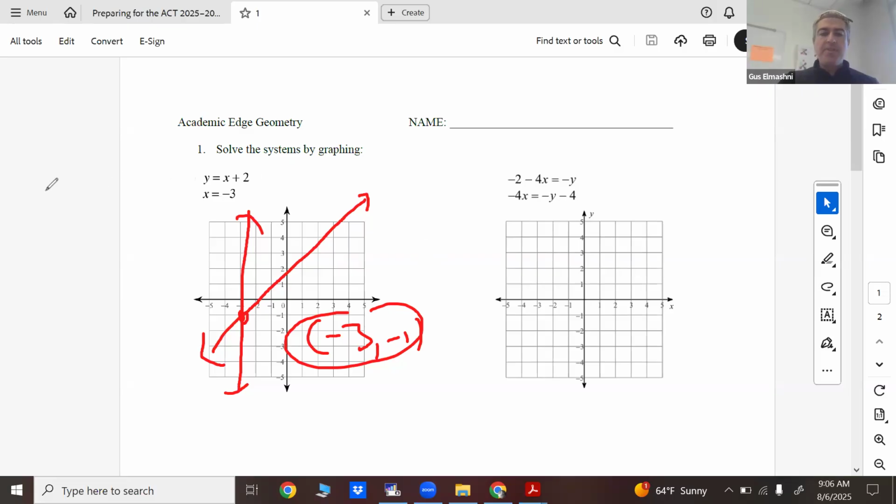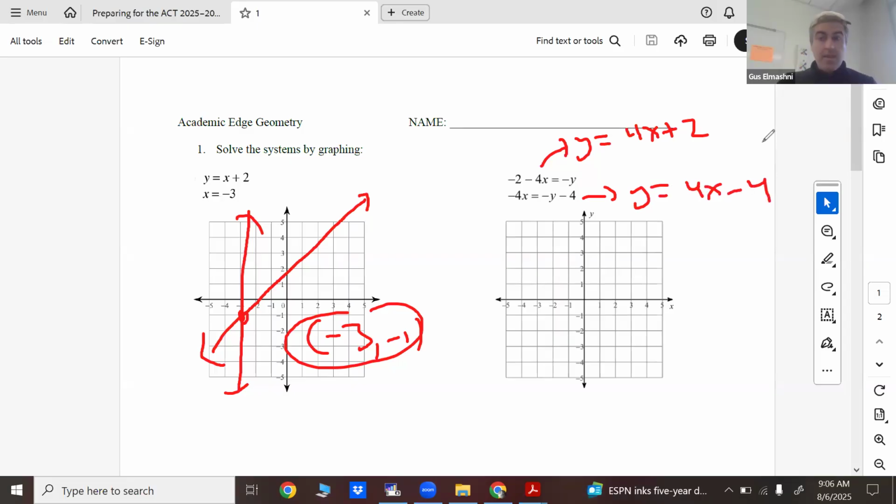You probably want to get y by itself here. This one looks kind of interesting because if I do get y by itself for the first one, just drop the negative. You should have 4x plus 2. Then here, you should get 4x minus 4, I think. Is that right? Yeah. I think 4x minus 4.